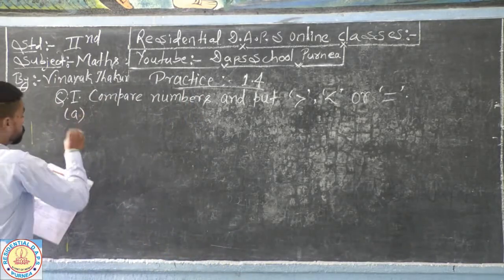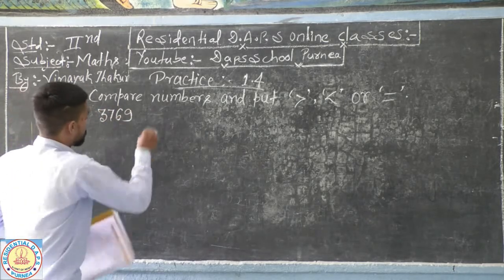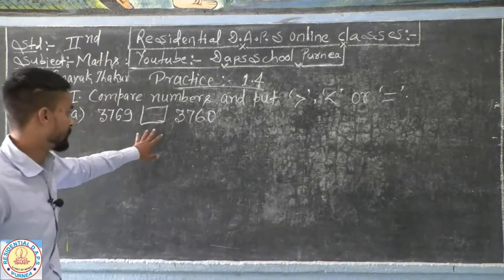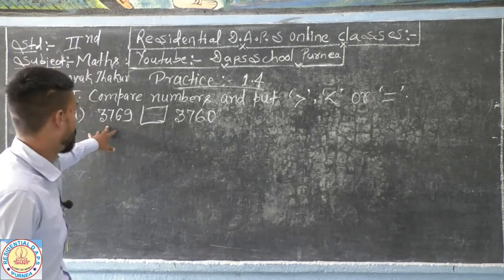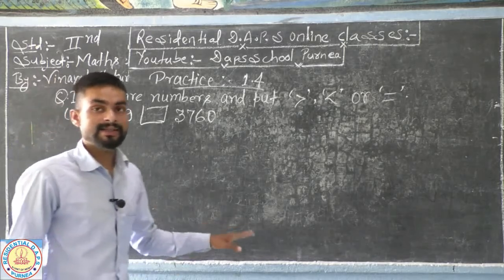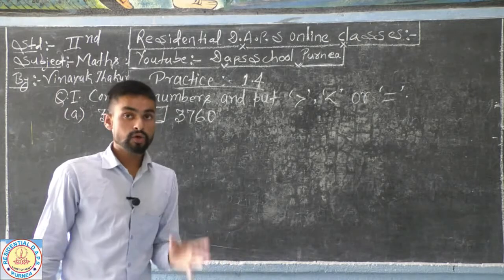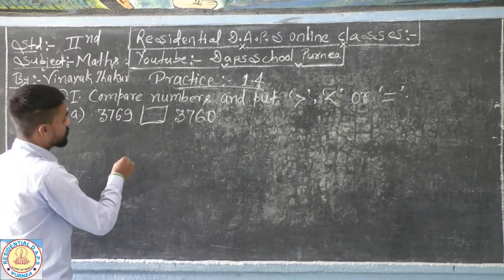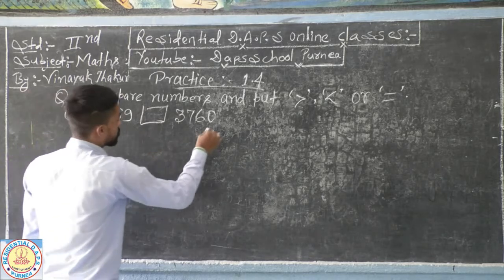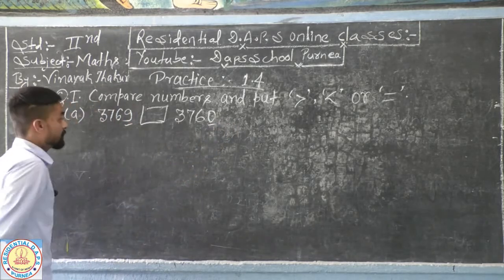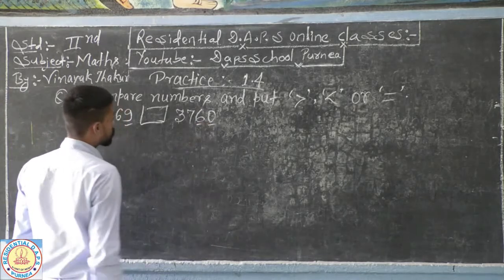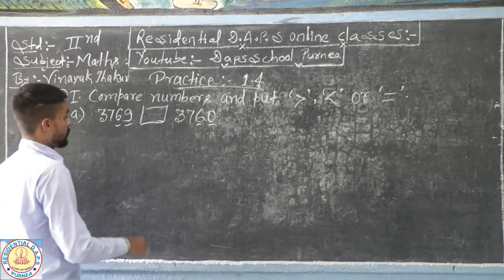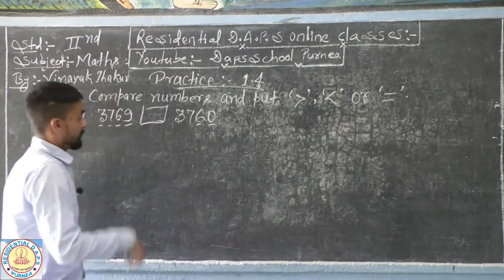So you need to solve your first question. This is 3769 and your second number is 3760. So guys, these are the given numbers, your first number is 3769 and your next number is 3760. You also know how to find which number is larger than the other. So here, to identify which number is larger, we see that in the ones place here is a 0, and in the other numeral here is a 9. In the tens place here is a 6, and here is also a 6, and after that 7 and 3 are in both numerals.